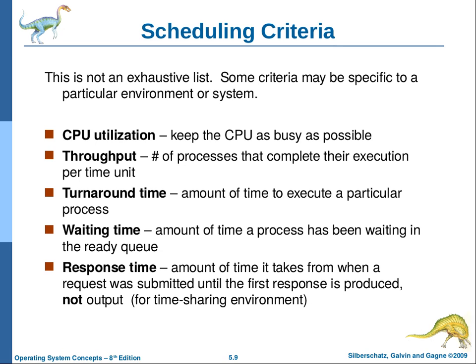So scheduling criteria, these are things you want to either, pretty much always, maximize or minimize depending on the situation. CPU utilization, do you want to maximize that or minimize that? Maximize, right, because you want your CPUs used as much as possible. Throughput: maximize. You want to maximize the number of processes that complete their execution per time unit.